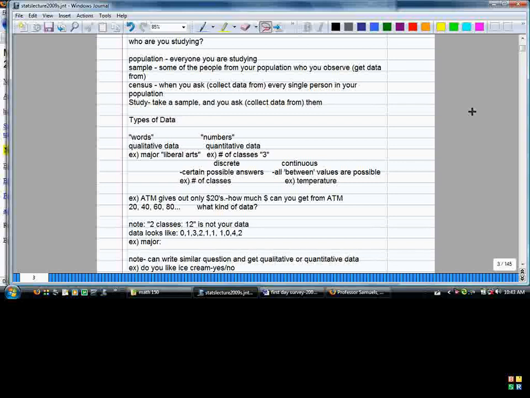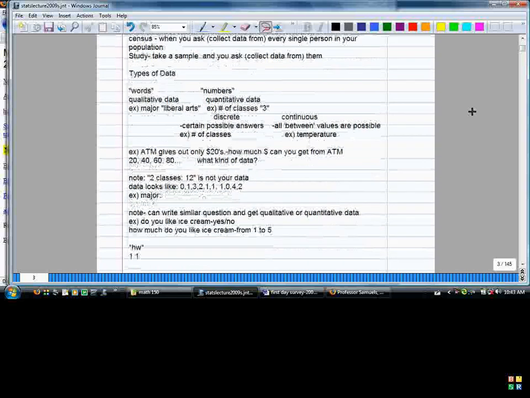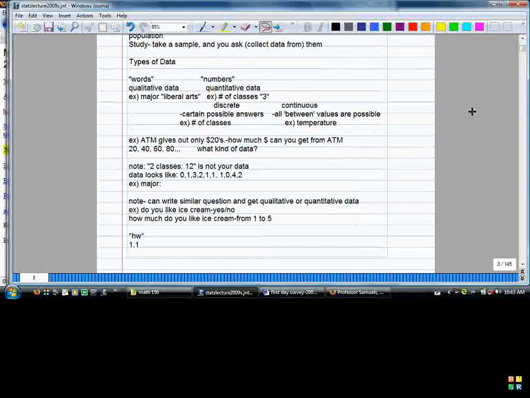So I'll give you the answer to show you what I mean. How much do you like ice cream on a scale of 1 to 5? Notice how it's really the exact same information, but instead of getting a yes-no answer, you're getting a 1 to 5 answer. And again, remember I mentioned before that there are advantages to having numbered data. You can do further analysis on it. Okay. And that's the end of section 1.1.